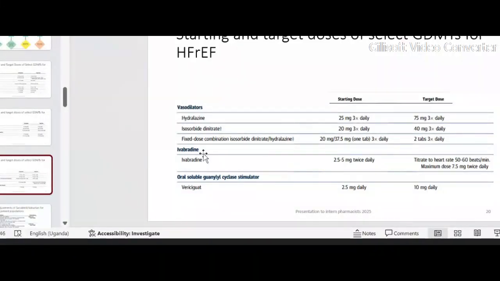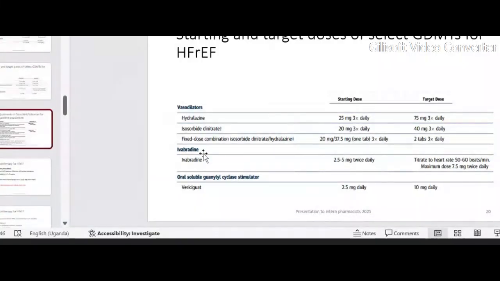Now, these other drugs that I'm showing you here don't have mortality benefits, but they reduce the symptoms of the patient. As you can see, the vasodilators like hydralazine and isosorbide dinitrate. These ones reduce hospitalization. Ivabradine, they reduce symptoms. Vericiguat.